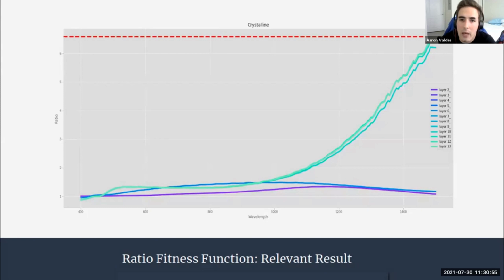For the ratio fitness function, this chart demonstrates the increase in ratio between the absorption of crystalline and amorphous structures resulting from increasing the number of layers. This is the most optimal result produced by the ratio fitness function. The maximum ratio obtained was 6.64, which meant that the absorption for the crystalline structure was 6 times bigger than the absorption for the amorphous structure. Furthermore, this combination had the maximum difference of 0.66, which is the highest absorption difference we have ever obtained.